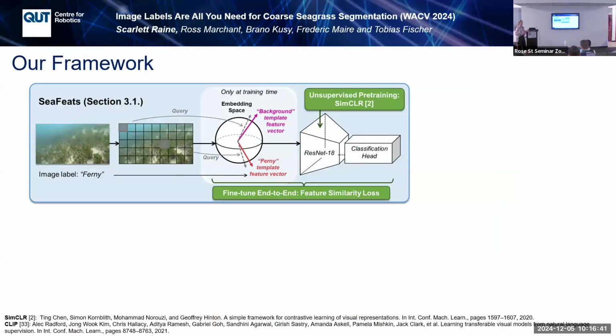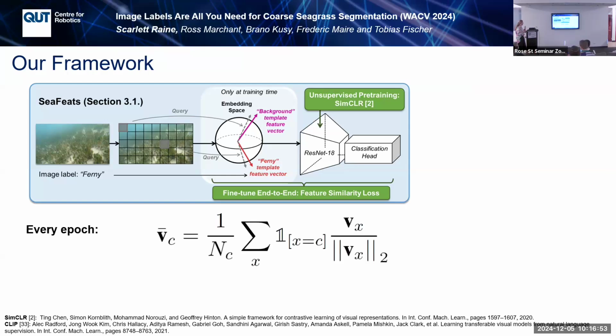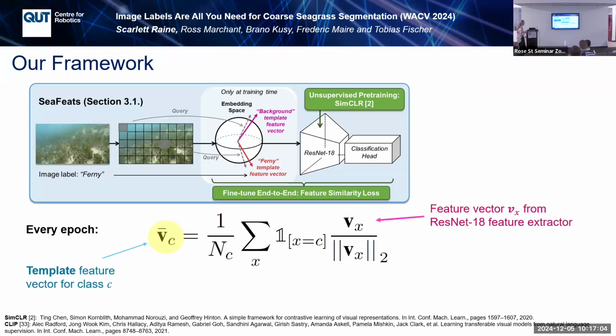So we proposed a framework of an ensemble of 2 classifiers that were complementary and work nicely together. The first classifier we call CFeats, and it's based on contrastive training and feature similarity. So how it works is that we take every epoch a template for each of our classes. So we average the feature vectors across classes using just the image level labels only.